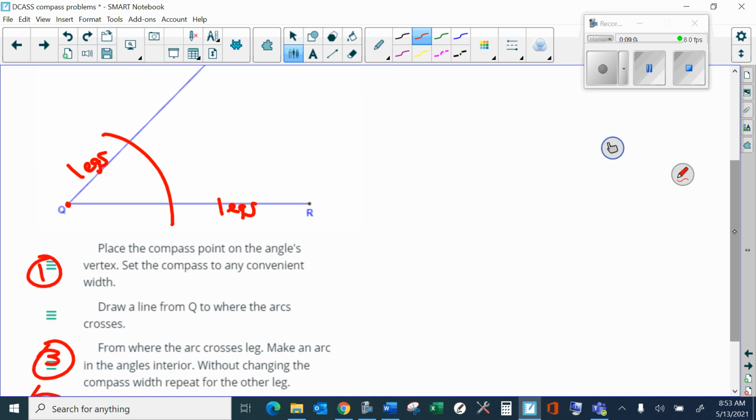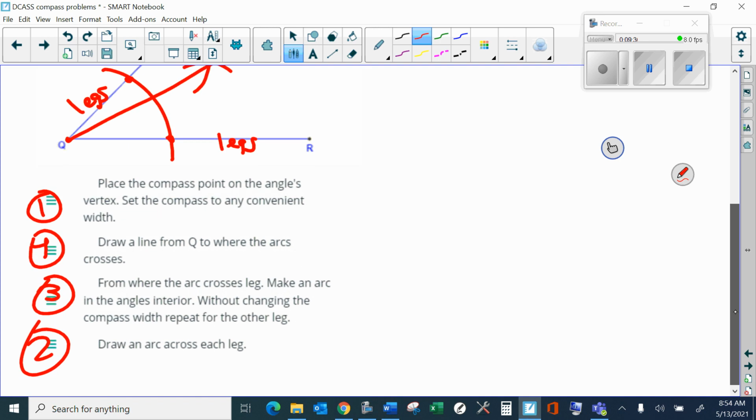That's when I open it, put the pointer here, open up more than halfway, draw an arc, turn around, put the pointer here, same distance, draw the arc. And then now draw the line from Q to where the arcs cross. Step four. Now it's not in that spot, it would be exactly perfect, you know, it'd be an angle bisector. So there's those four steps.